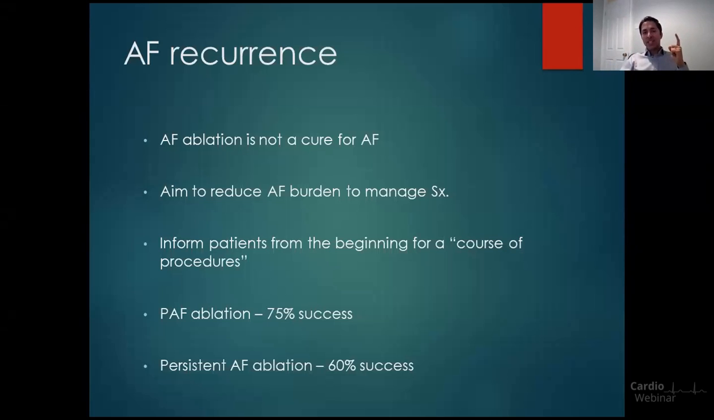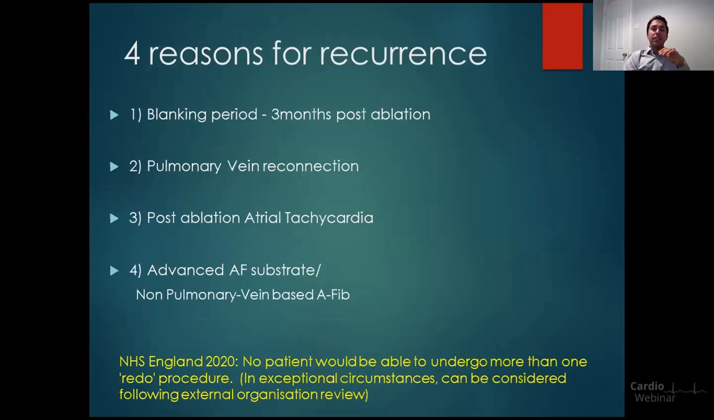We tell patients in clinic that when you're going for an AF ablation, we can't necessarily cure them, and that many patients will need more than one procedure, a course of procedures. If you read clinic letters from electrophysiologists, they usually have that as a kind of standard thing that we tell patients. Now, success rates, you'll normally say that for paroxysmal AF, it's around about 75%, and for persistent atrial fibrillation, it's around about 60%. So what are the reasons for recurrences?